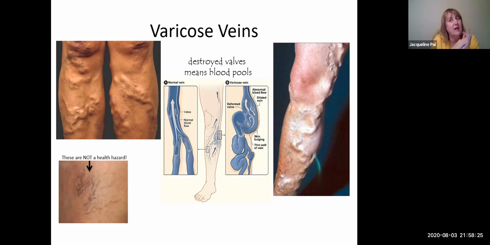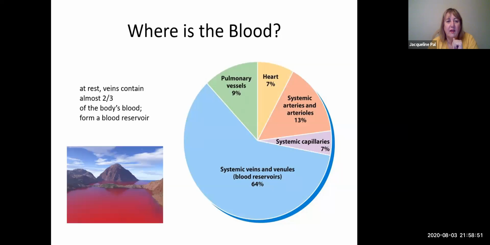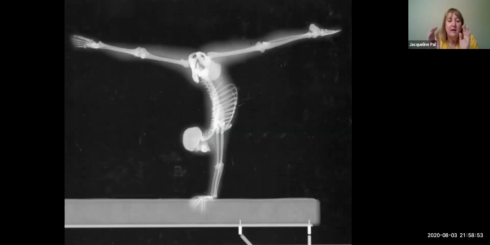Being nurses, this is why a lot of nurses do wear that support hose that you're all thumbing your nose up at in your 20s. You don't want varicose veins in your 40s and swollen feet all the time. You might start wearing some support hose to help you. Okay. So just to refresh your memory, at rest, veins are going to contain almost 2/3 of the body's blood. That lake again.